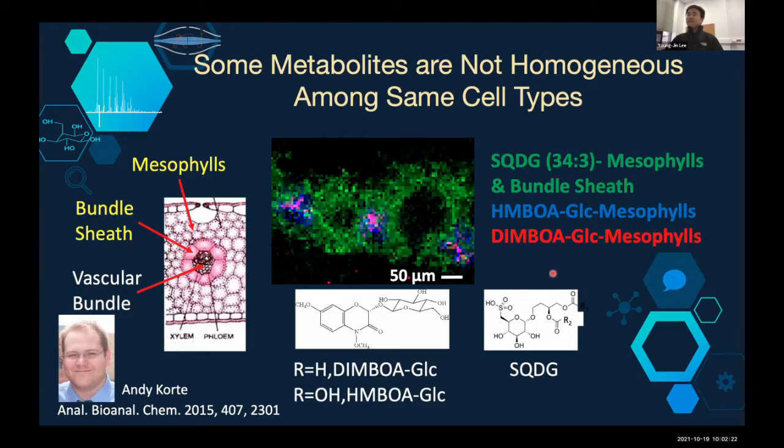When we did the mass spec imaging, we could see compounds called HMBOA glucoside and DIMBOA glucoside. They are known insect repellents in maize, and are known to be present in mesophyll. But what we see is that they are not in all mesophyll, but only present within a pair of bundle sheaths. This is the kind of information you cannot get unless you do mass spec imaging directly from tissue, not from cell culture.